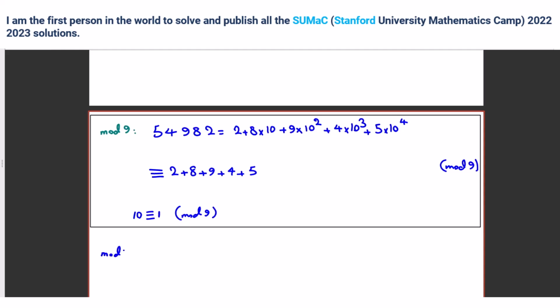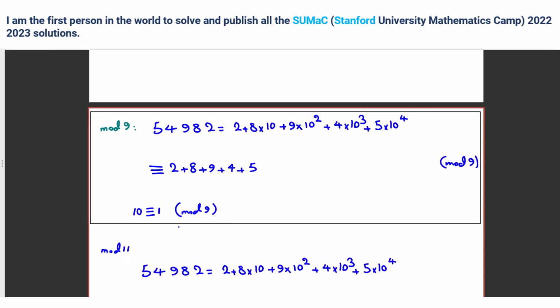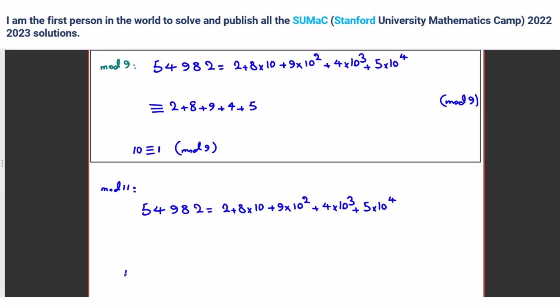Now let's consider mod 11. Again, if I use the same number here, can you tell me 10 mod 11 is equal to what number? 10, sir? Yes, but we want minus 1. So it is equal to minus 1. So it is equal to 2 minus 8 plus 9 minus 4 plus 5, right? Yes, sir. So from the right, you should say plus, minus, plus, minus, plus, and so on, right?